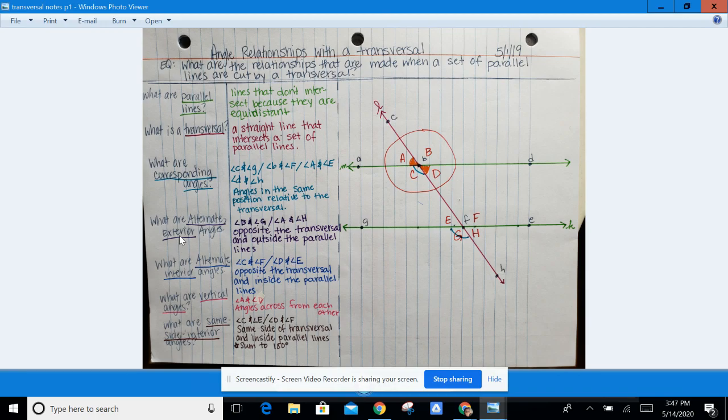Alternate exterior angles. Alternate means opposite, so opposite sides of the transversal, the right side and the left side. And exterior means outside of the parallel lines. So I have A, B, G, and H. Those are the only angles outside. So alternate exterior angles have the same measure, are congruent, and the matches are A and H.